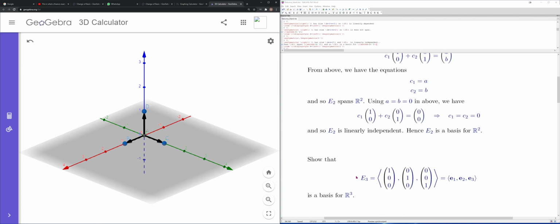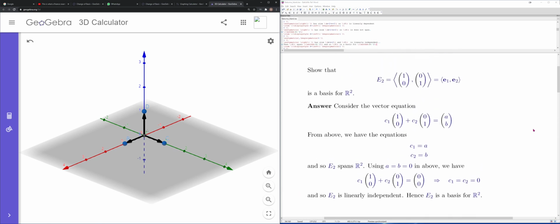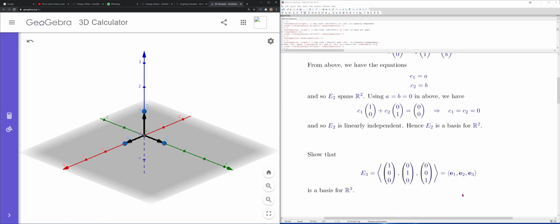So this E3 over here, capital E3, is a basis for R3. And as I said, the working is essentially the same sort of working as what we did for the standard basis for R2. The only difference now is that you have three components.